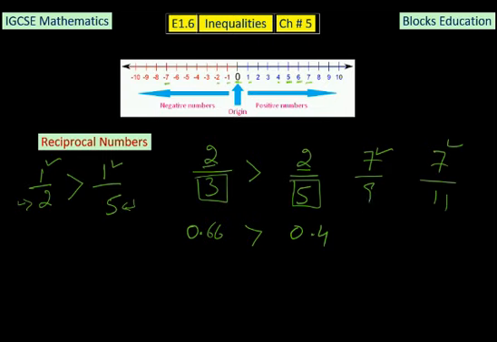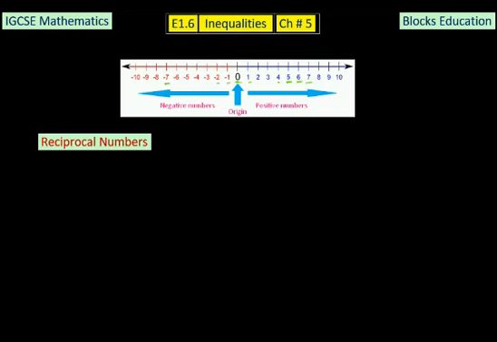So it means that 9 is smaller than 11, so this number is greater. So 7 over 9 is greater than 7 over 11. Now look at another scenario. Let's suppose you have 2 over 3 and 5 over 3.